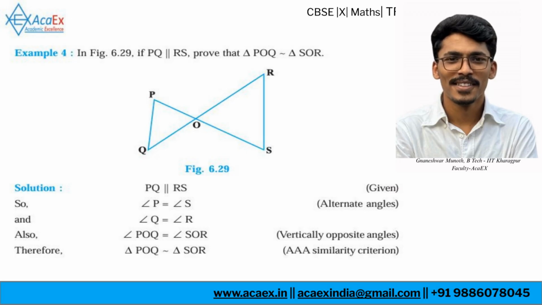Example 4. Parallel lines in triangles. Problem. If line segment PQ is parallel to RS, prove that triangle POQ is similar to triangle SOR. Solution. Since PQ is parallel to RS, the alternate interior angles are equal. Angle P equals angle S, and angle Q equals angle R. Angle POQ and angle SOR are vertically opposite angles, so they are also equal. Because all three corresponding angles are equal, by the AAA similarity criterion, triangle POQ is similar to triangle SOR.